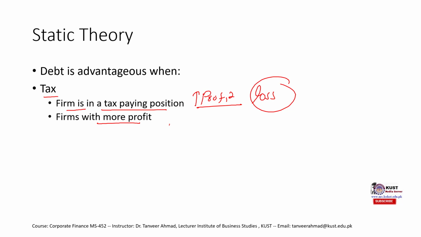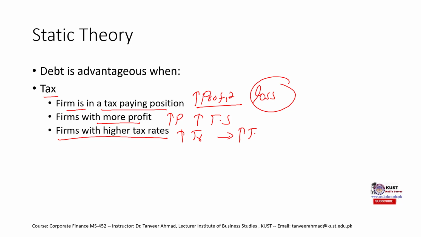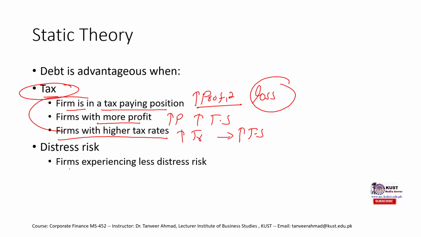When the profit is higher, the higher the profit, the higher would be the tax shield. And lastly, when the tax rates are higher, the higher would be the tax shield. So the static theory says that tax is beneficial, but in these three scenarios. And the distress risk, the firm experiences less distress risk. So debt would be advantageous for those firms only which experience less distress risk.